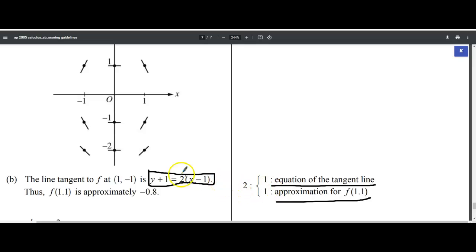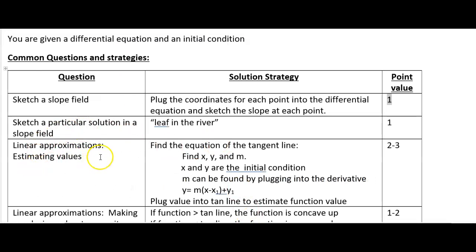Now, sometimes this is worth 3 points, because sometimes they'll give you a point for finding the slope also. But in this case, they did not. So like I said, 2 to 3 points is what we're looking at for linear approximation questions, which is what that one is called, a linear approximation.